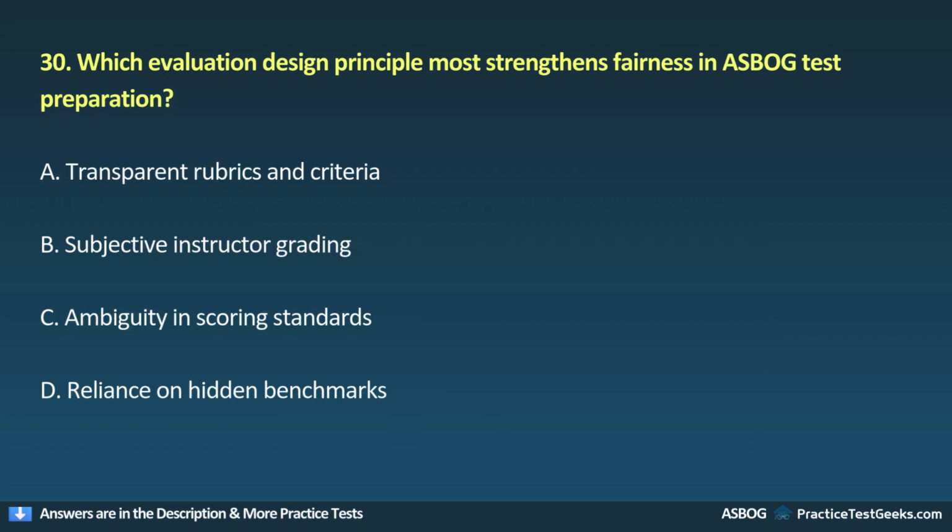30. Which evaluation design principle most strengthens fairness in ASBOG test preparation? A. Transparent rubrics and criteria. B. Subjective instructor grading. C. Ambiguity in scoring standards. D. Reliance on hidden benchmarks.